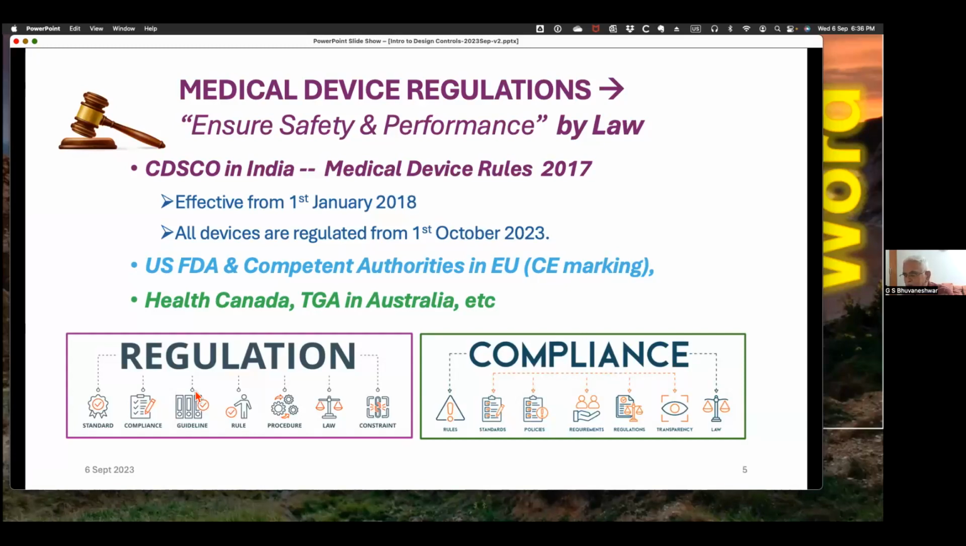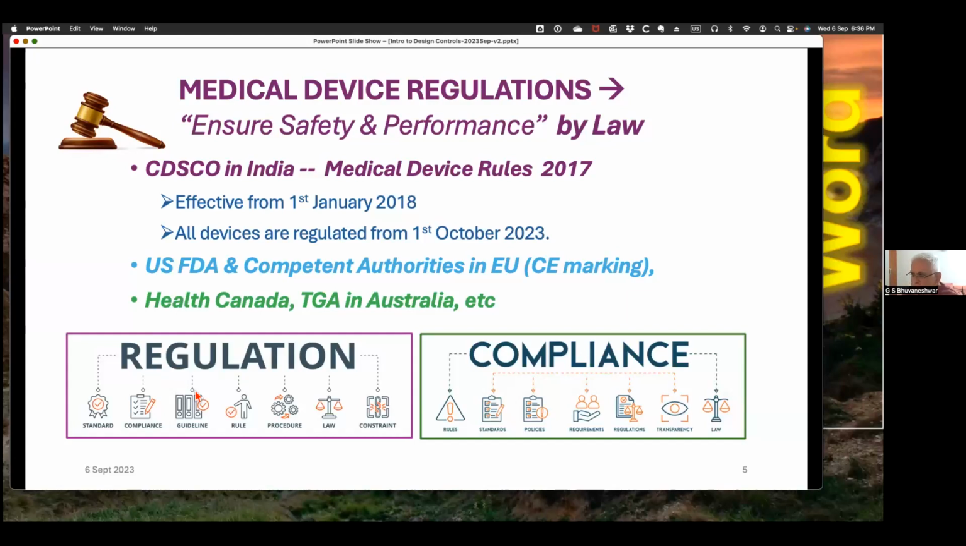And from 1st October of this year, that is next month, all devices are regulated. From last year, only the class C and D devices were regulated. But from 1st of October, all devices are regulated. So all medical device manufacturers have to get a license from the Drug Controller of India.